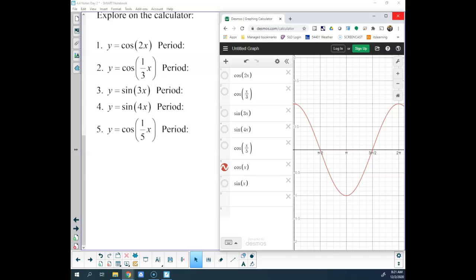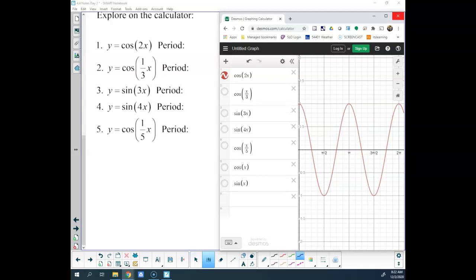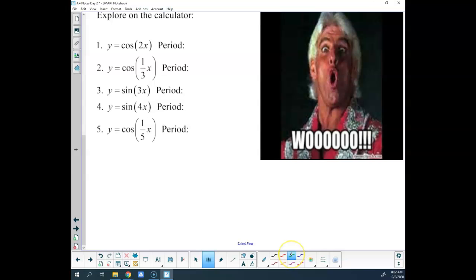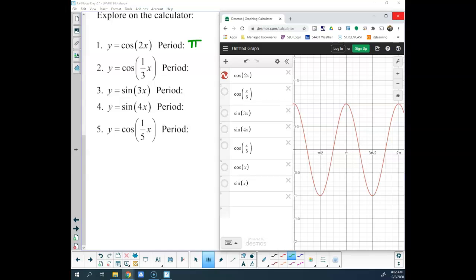Love it. Okay, so cosine of 2x now, how many waves did we go in 2 pi? We went 2. So what would the period be of cosine of 2x? Nope, because we made 2 waves in that time. Here's 1 wave, right? How long did it take me to go 1 wave? Pi, right? So the period of cosine of 2x is pi, because that's how long it took me to go 1 complete wave.